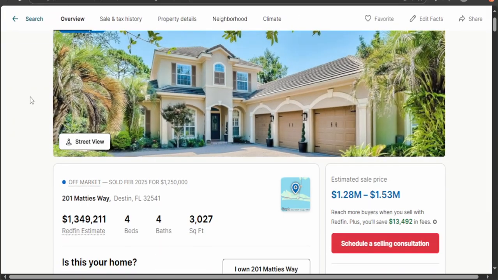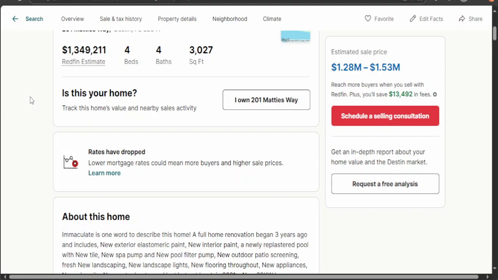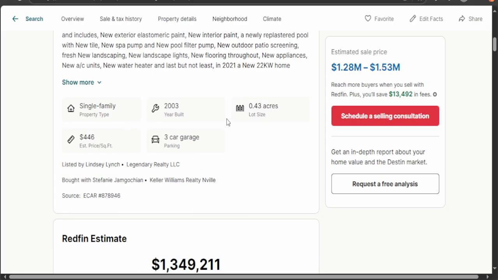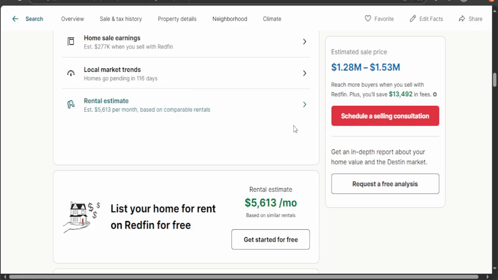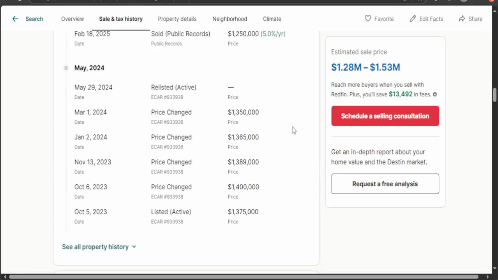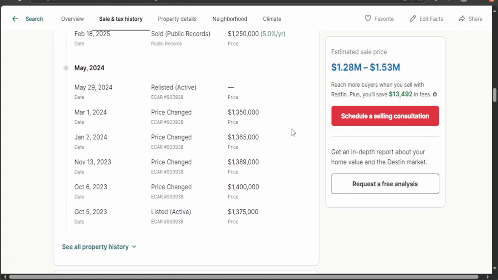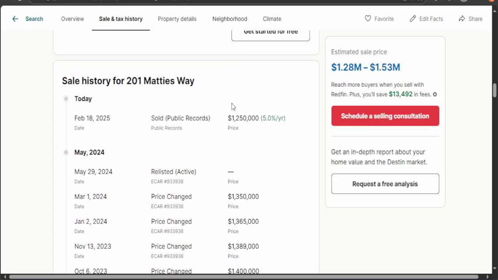Looks very nice. It sold in February. 4 beds, 4 baths, 3,000 square feet. Renovated. New exterior paint. Full renovation was 3 years ago. Built in 2003. So it's been listed since 2023, and it finally sold. They keep dropping the price till it sold for 1.25 million.